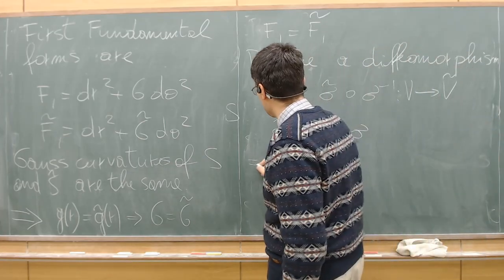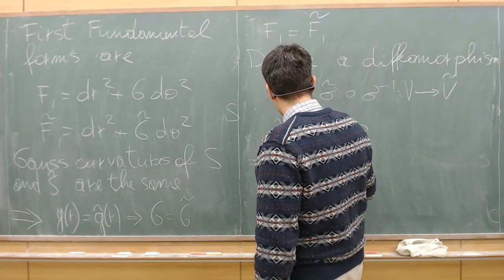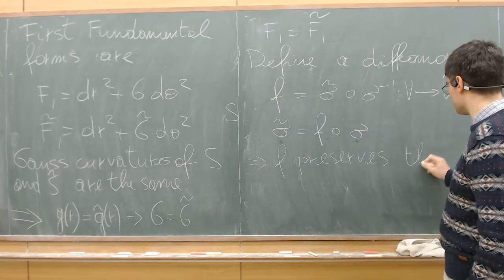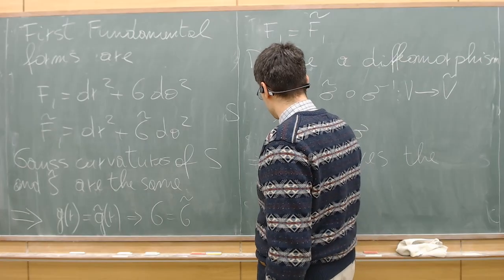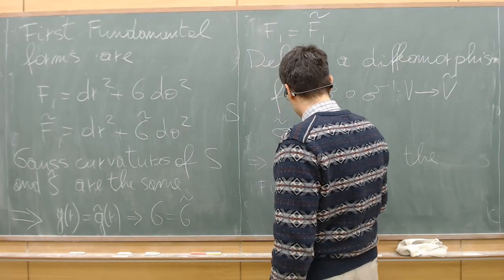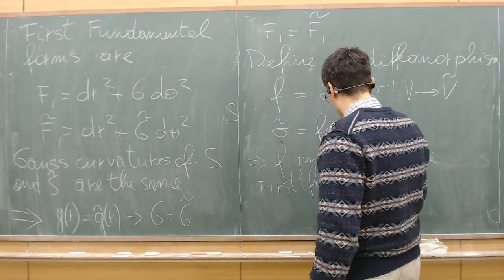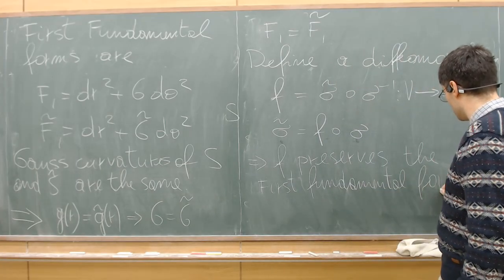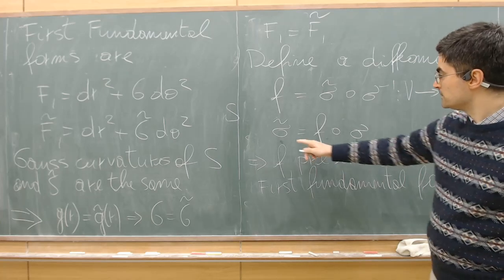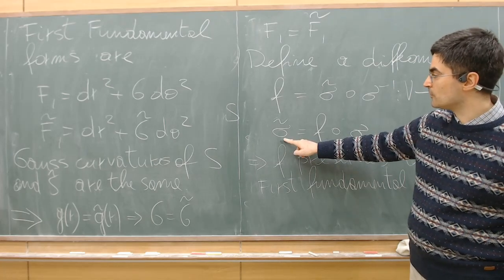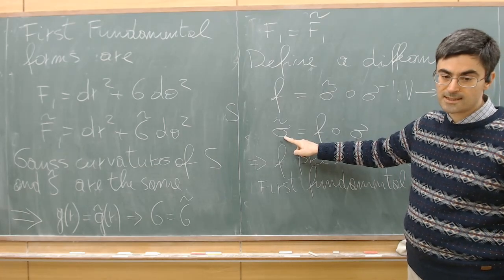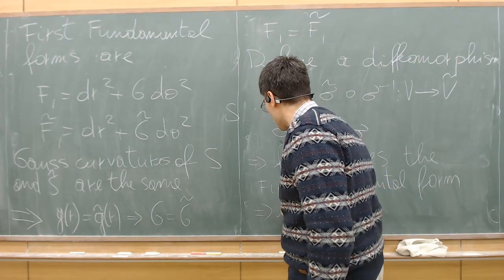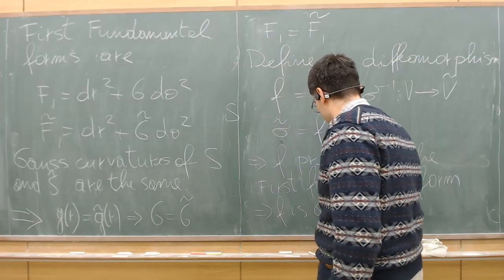So this means that F preserves the first fundamental form. Why? Because the first fundamental form of sigma tilde coincides with the first fundamental form of sigma, which implies F is an isometry.